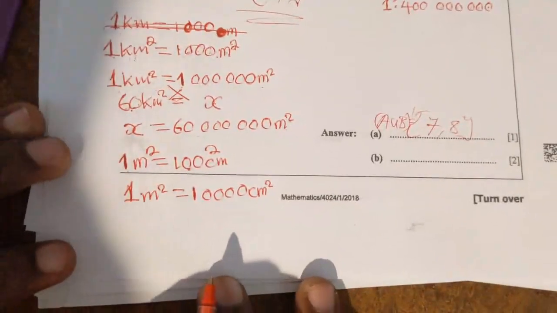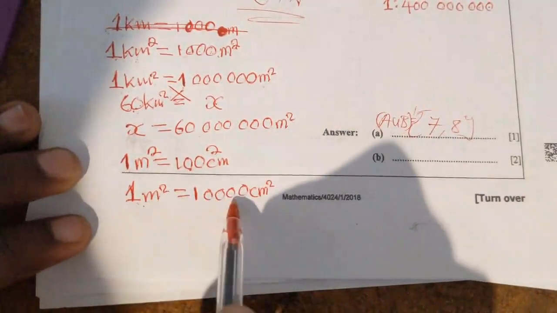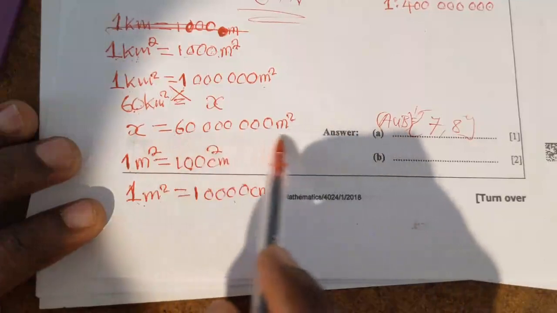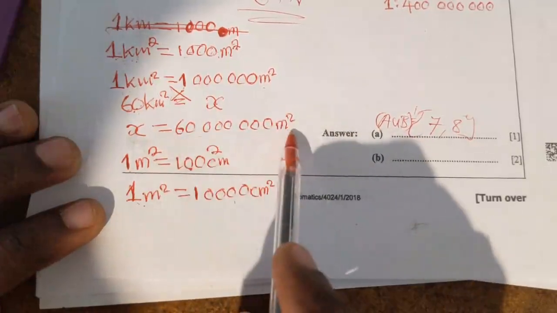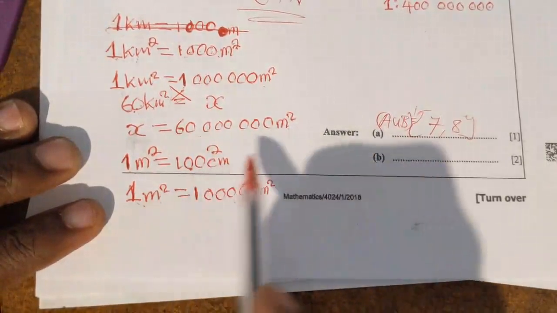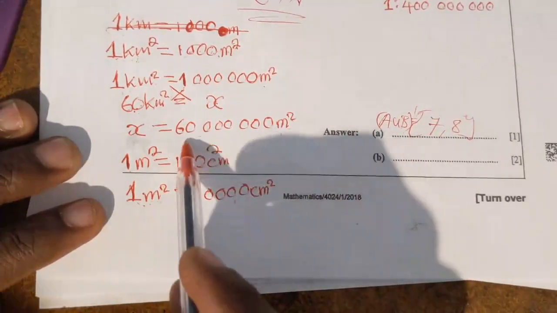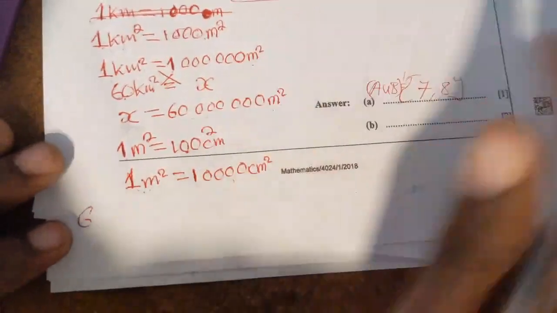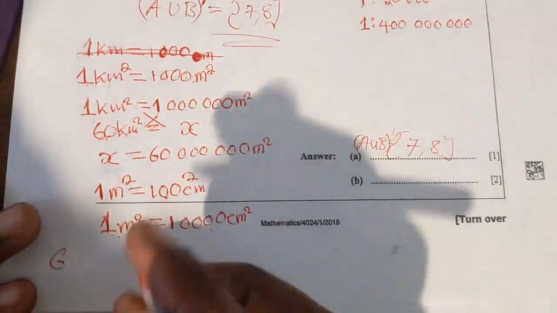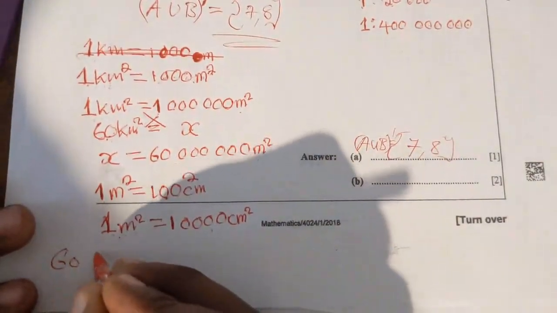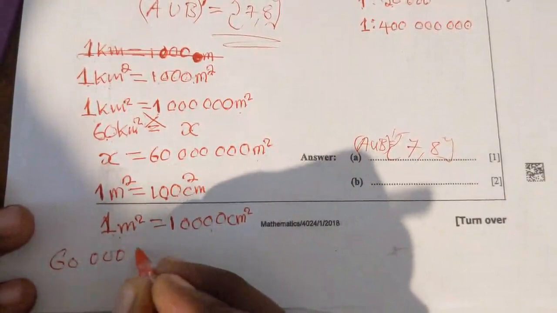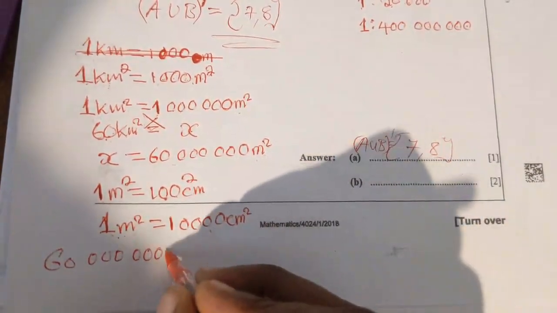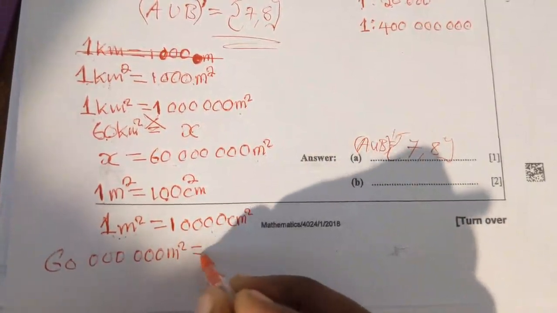Now that you know this is 1 meter squared, and our area is in meter squared, you just get this, and you put it where this is meter squared. So this is 60, it is 60 million, because it has 6 zeros. Meter squared like that is equal to x.